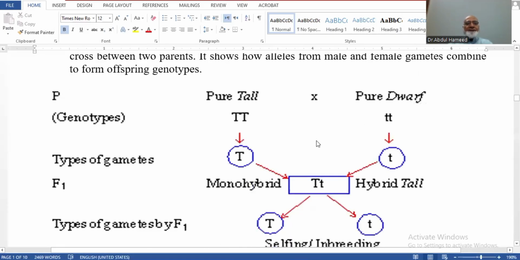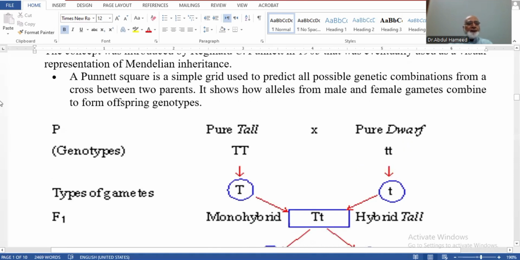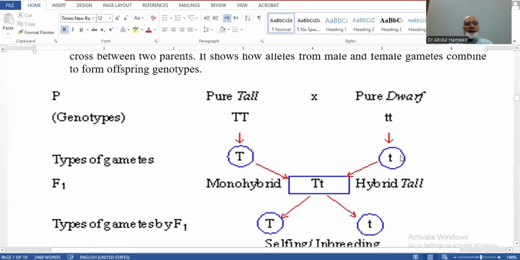This is a figure showing this information. For example, P, the parent generation, the pure breeding plants. So pure tall versus pure dwarf. So these are pure breeding generations. So what was their genotype? Capital T, capital T, and small t, small t. Types of gametes, only capital T, and in this case, only small t.